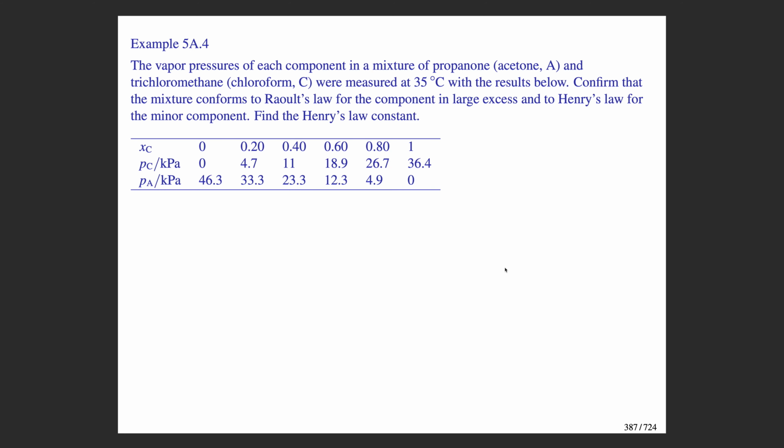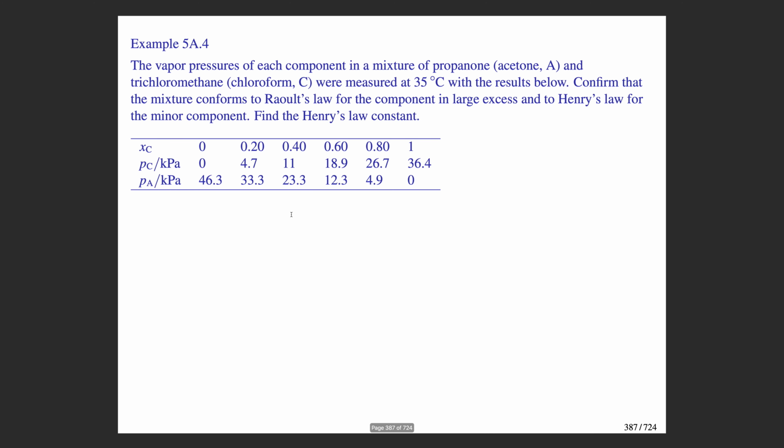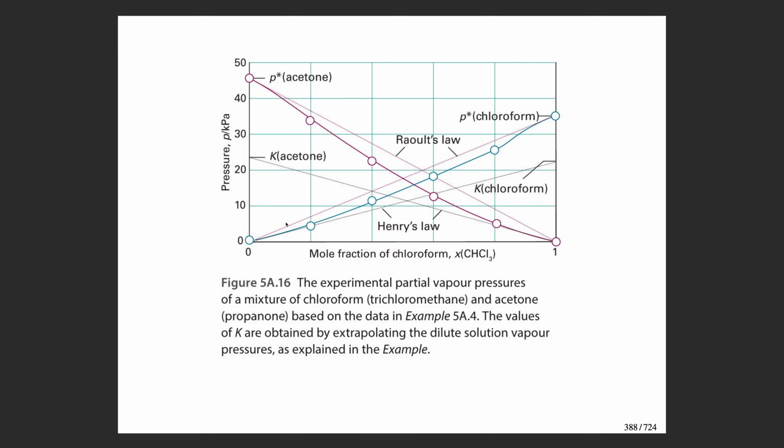So here we're given some data. We're looking at chloroform and acetone. We've got the mole fraction of chloroform over here, and the vapor pressures of chloroform and acetone, and the next graph plots those. Here it is. This is the chloroform curve, and this is the acetone curve.